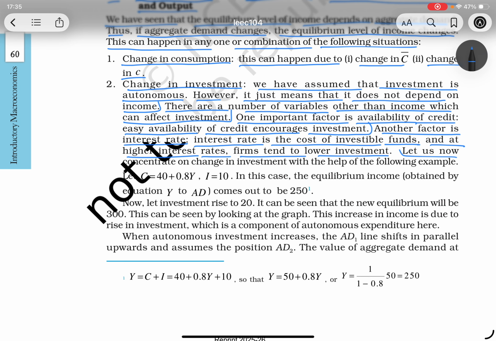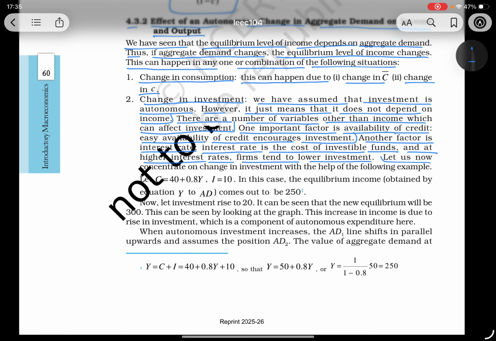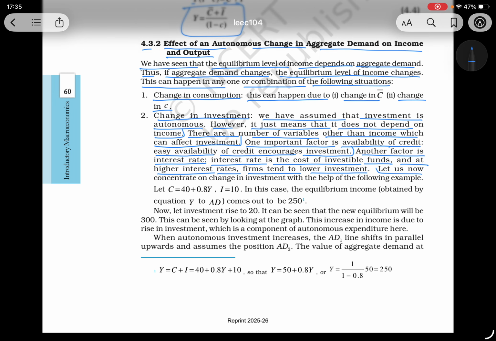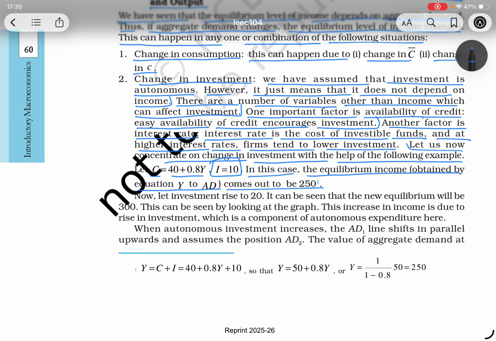Let us now concentrate on change in investment with the help of the following example. Let C equals 40 plus 0.8Y, I equals 10. In this case, the equilibrium income obtained by equation Y equals AD comes out to 250. Now, let investment rise to 20. It can be seen that the new equilibrium will be 300.